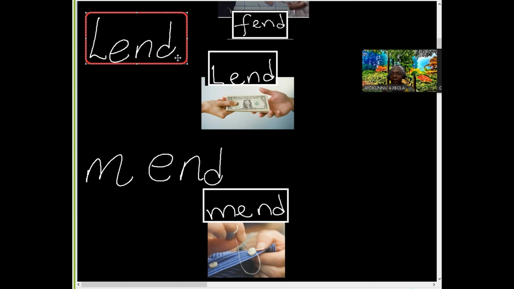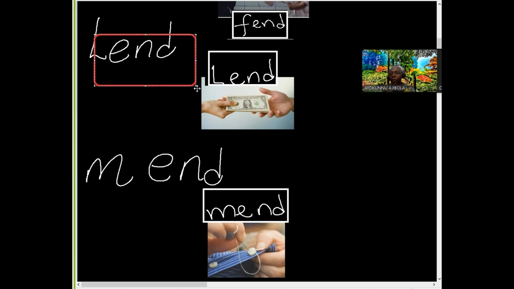Lend. Use it in a sentence. Lend me your pencil. Say that. Not "my," put "your." Lend me your pencil. Good. That is like somebody lending another person money. You can lend people money.